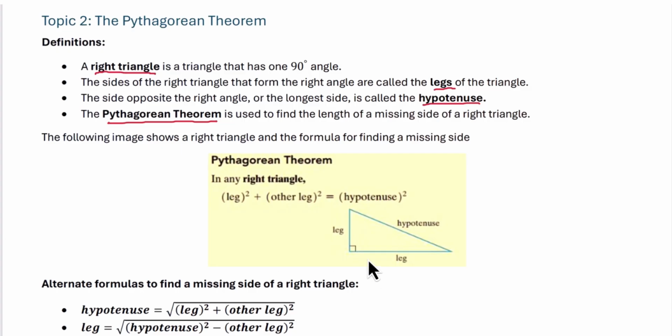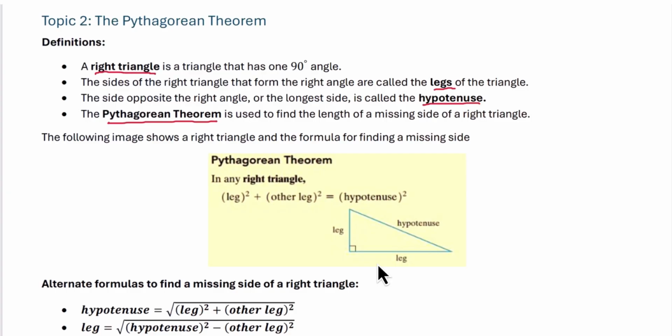Notice in this figure we have a right triangle. That's typically indicated by this square in the corner. This is a 90-degree or right angle. The side opposite the right angle is the longest side, called the hypotenuse, and then the two smaller sides of that triangle are called legs.